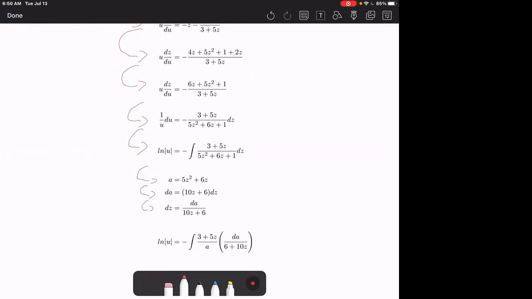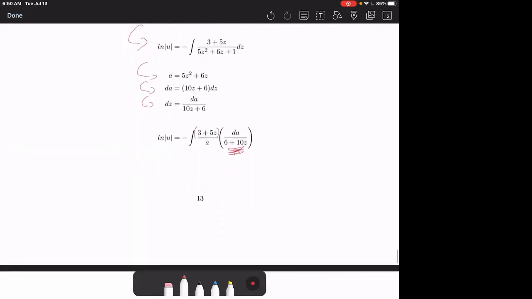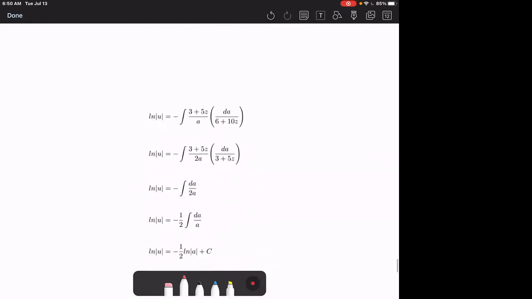When we plug this back in, it's not immediately clear what we're going to accomplish, but you'll see that 6 plus 10z is double this numerator. We've taken the 2 and multiplied it by a and left the 3 plus 5z here, so they will cancel. And we're left with just the integral of 1 over a. So we get ln absolute u on the left is equal to negative 1/2, while the integral of 1 over a is just ln a plus c. Don't forget to put your constant in.